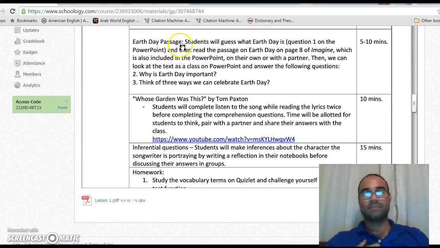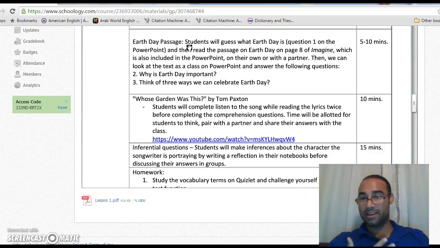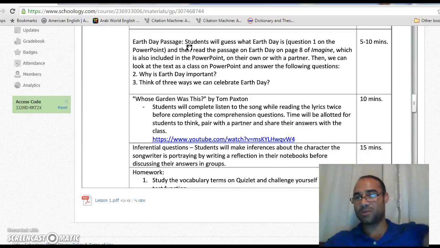Next, they'll have the Earth Day passage. Students will guess what Earth Day is. It's question 1 on the PowerPoint, but it's also on page 8 of the Imagine textbook. So they can refer to the textbook, but also have the visual in the PowerPoint. And they can work on their own or with a partner. And then we can look at the text as a class on PowerPoint and then answer the following questions.